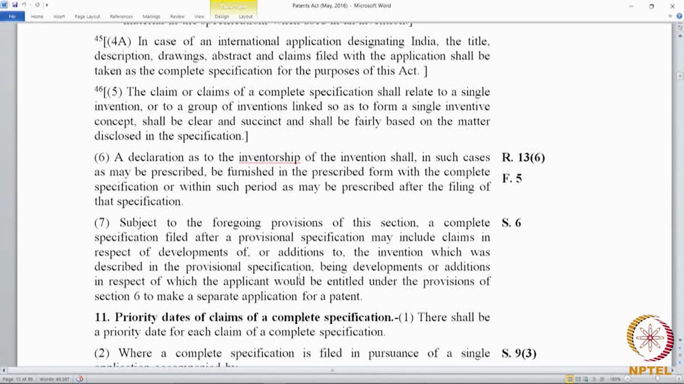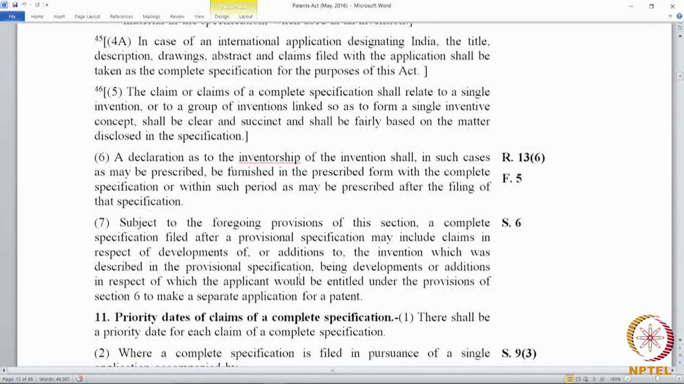Subsection 7 states that, subject to the foregoing provisions of this section, a complete specification filed after the provisional specification may include claims in respect of developments or additions to the invention which was described in the provisional specification, being developments or additions in respect of which the applicant would be entitled under the provisions of section 6 to make a separate application for a patent.